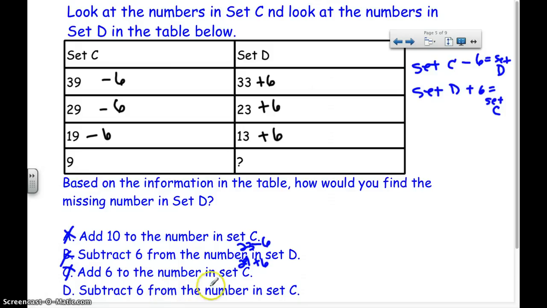Subtract 6 from the number in set C. Set C minus 6, does that give me set D? Yes, so that is the correct answer.